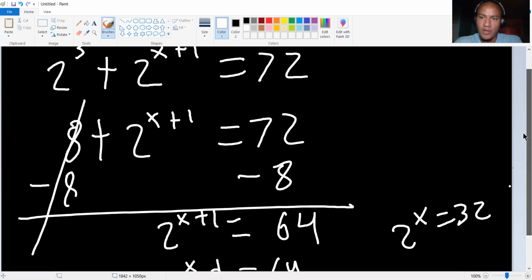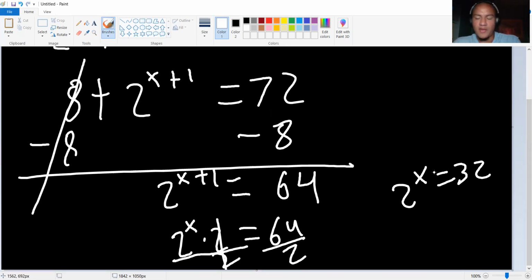And that's how you solve for exponents. You can either use log if you have a calculator, or if you don't, then you can just, by experience, know that 2 to the 5th power gives you 32. And that's it, really.